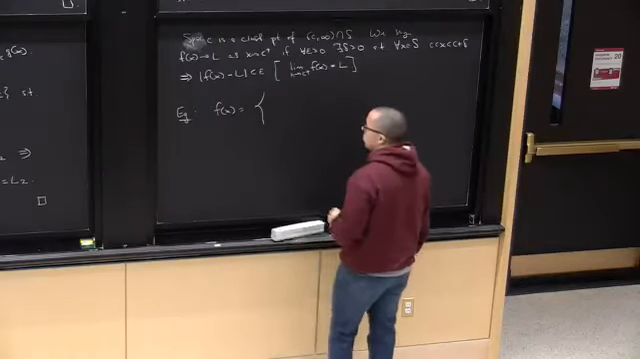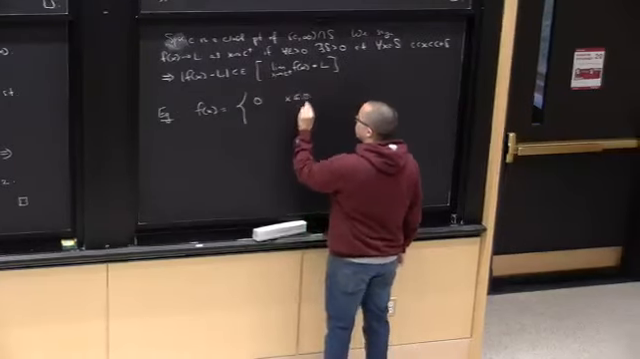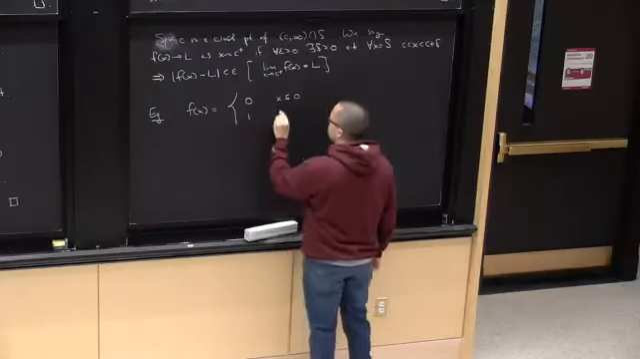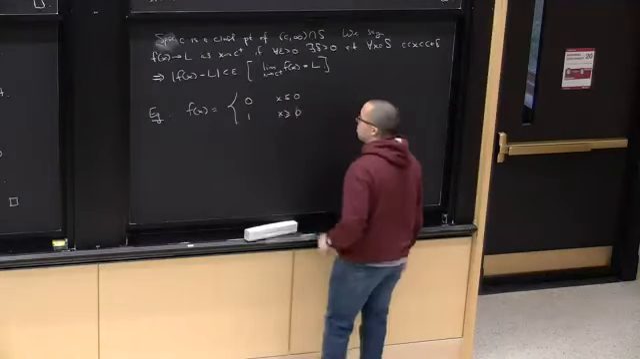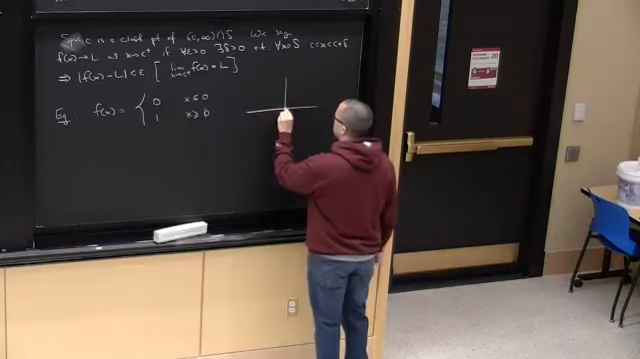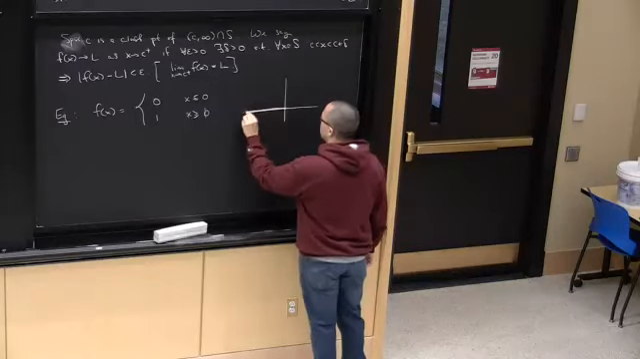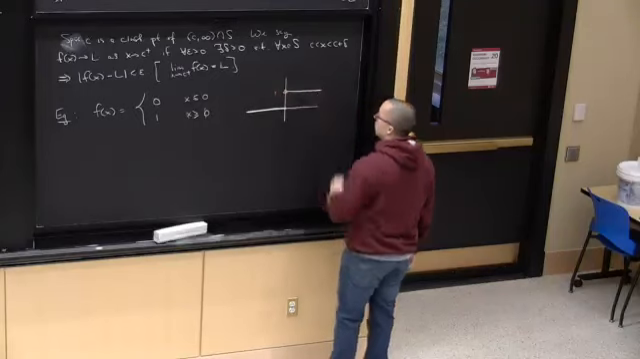I think this is usually referred to as the Heaviside function. So f of x equals 0 for x less than or equal to 0 and 1 if x is bigger than or equal to 0. Okay, so the graph is like that.